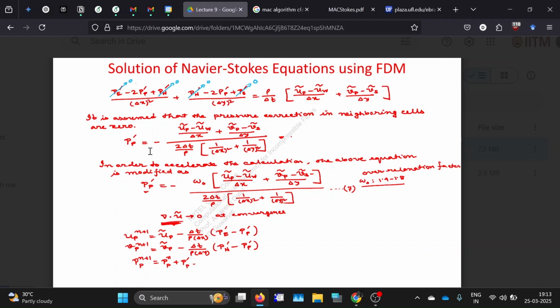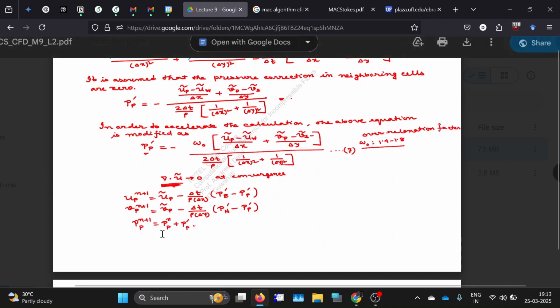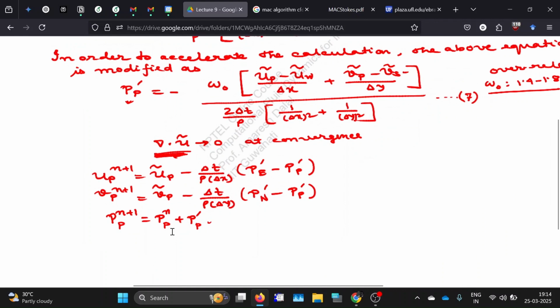Can you move to this last equation, p^(n+1) equals p^n plus the pressure correction? We have found the correction factor. p^n is from the previous iteration and p^(n+1) is the current iteration solve. When it is converged, the correction is 0, so they are equal. Yeah, I'm getting this right. Okay, then it is okay.